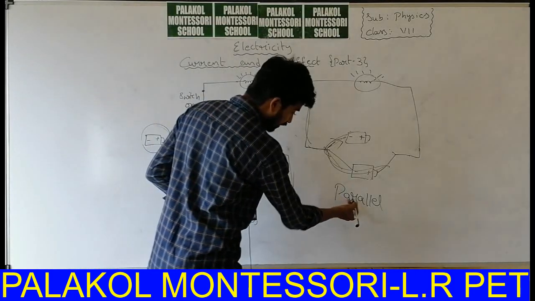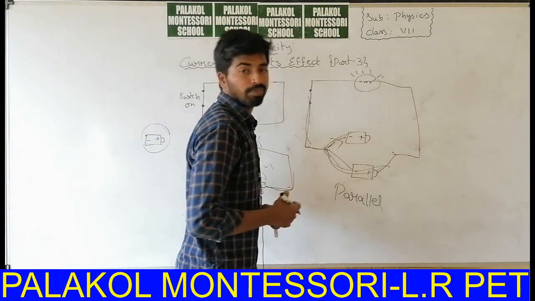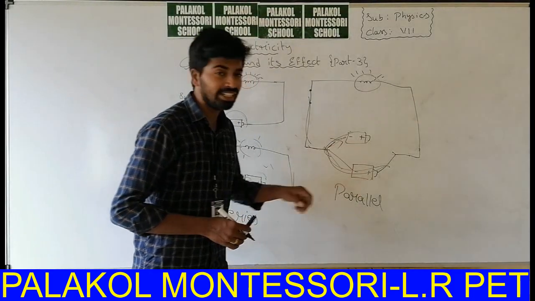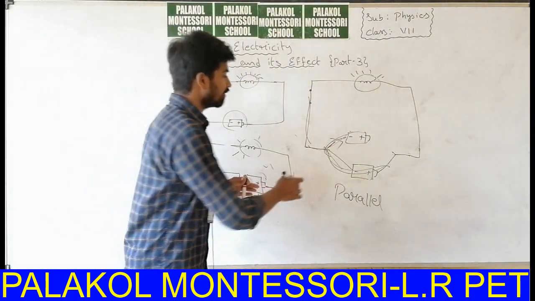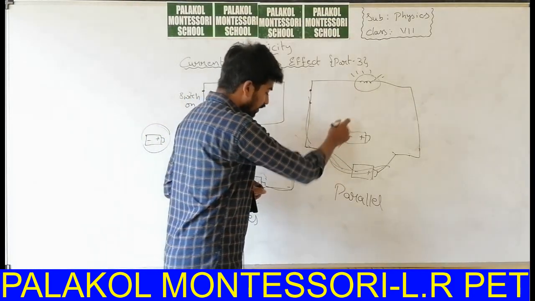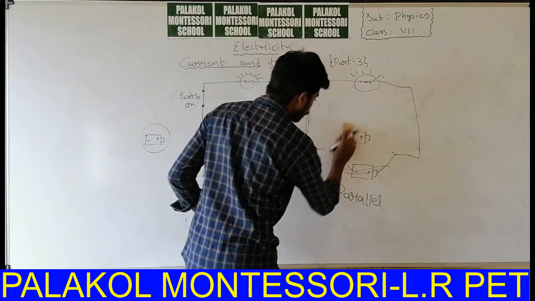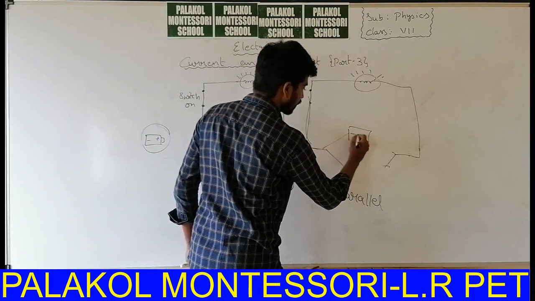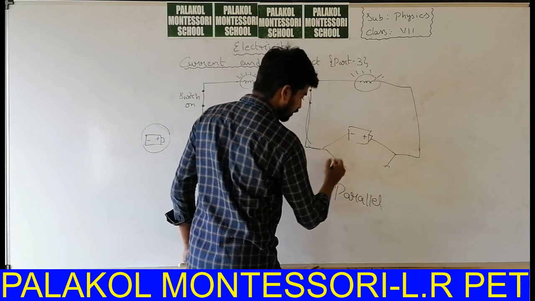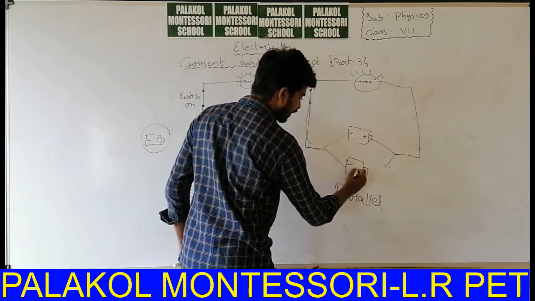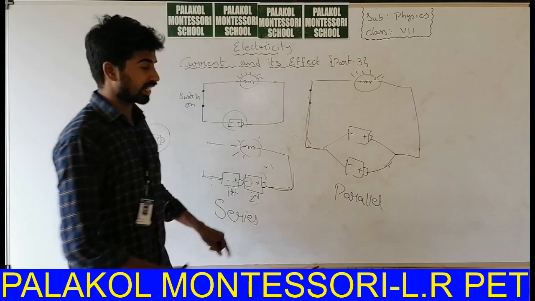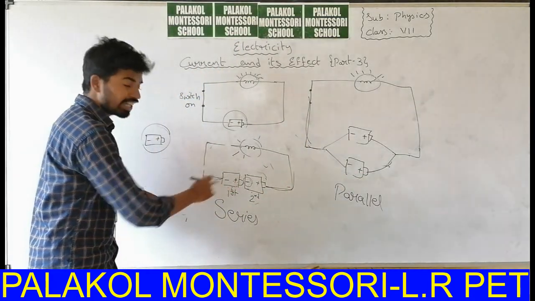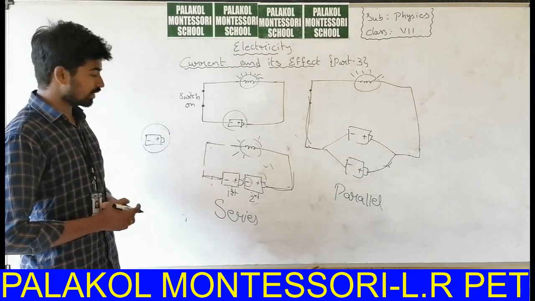In a parallel connection, there is more than one path for the current flow. Here two paths are there for the current. So the current may go like this, or it can also go like this. So here the current has two different ways. In a series connection, there is only one way for the flow of current. So this is the series connection.